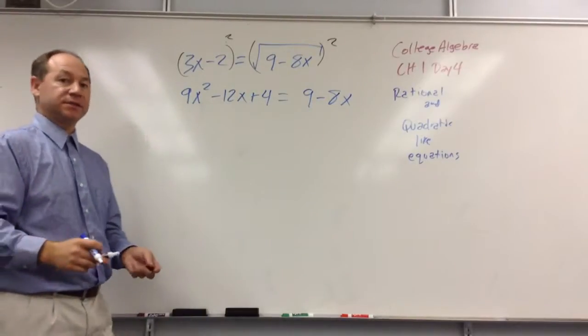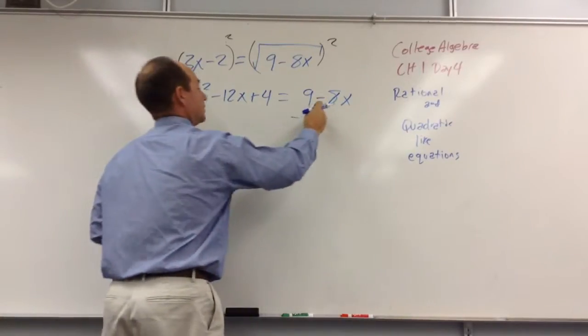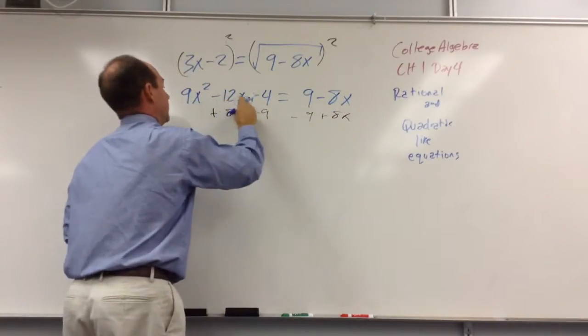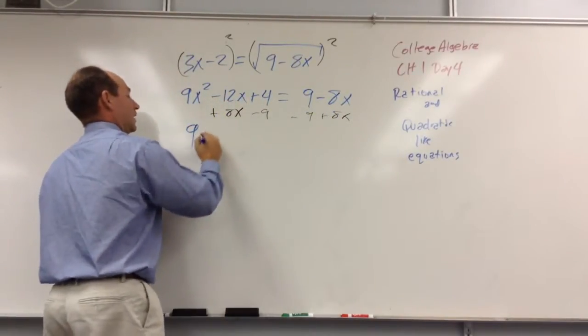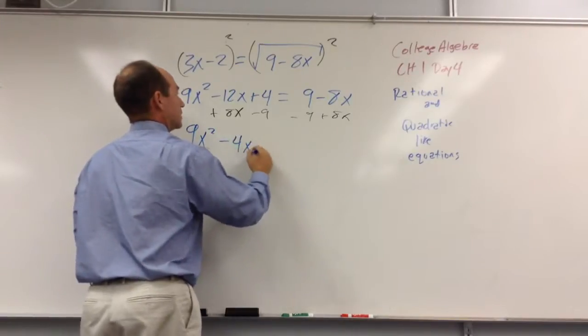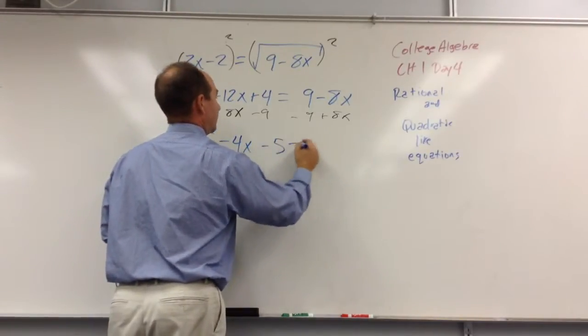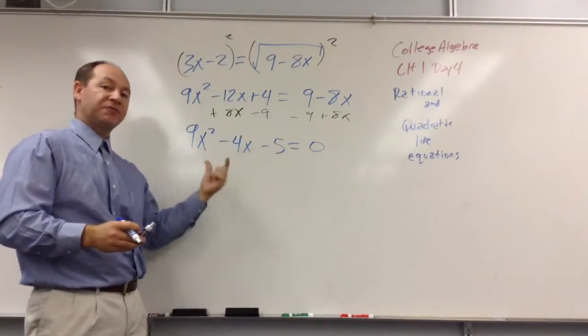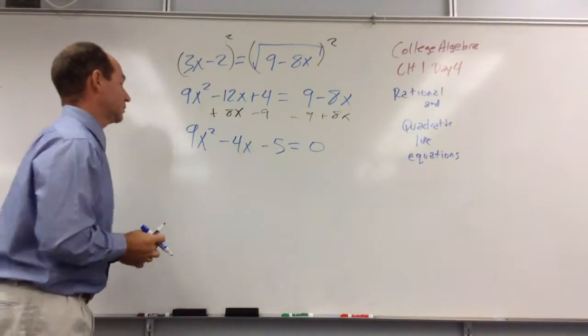Back to this. Let's get it all on one side. We subtract 9 from both sides, and we add 8x to both sides. So we'll have 9x squared minus 4x minus 5 equals 0. Now it's all equal to 0. If I can factor this, we can get a nice solution here.